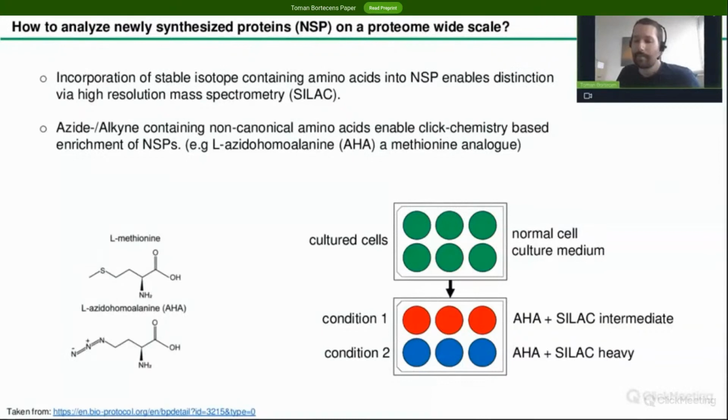When we perform an experiment and use this metabolic labeling, it is a very basic and streamlined procedure where initially you would culture your cells in normal medium, but then for the treatment or whatever process you're interested in studying, you will change the medium and perform a pulse labeling with medium containing this methionine analog, AHA, and heavy or intermediate isotope-coded amino acids, which get incorporated into the newly synthesized proteins. And then we can prepare samples for LC-MS analysis and study the newly synthesized proteins using relative quantification.